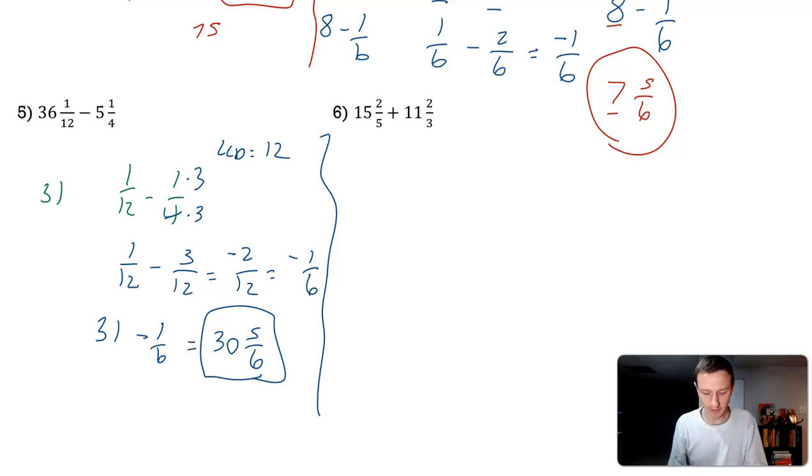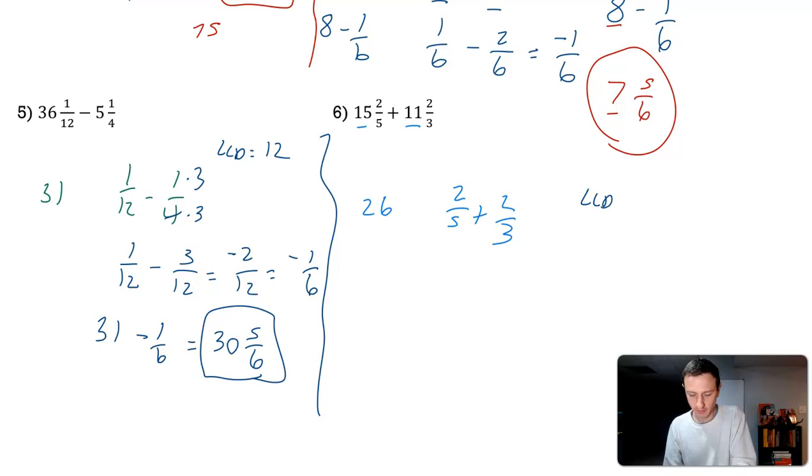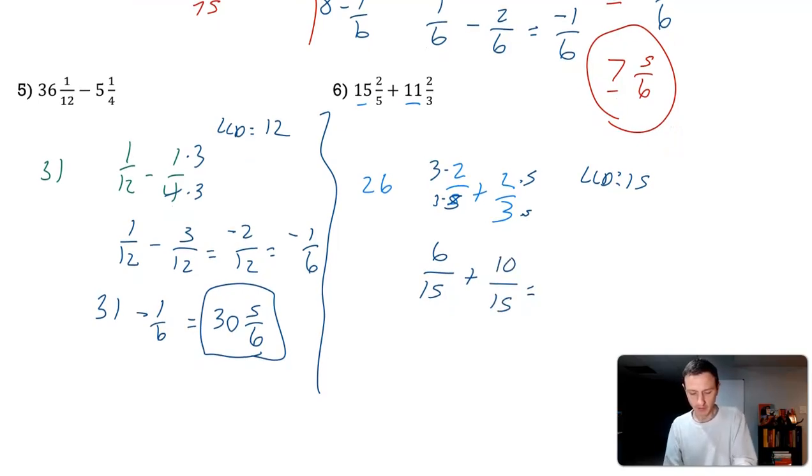But now next one we have 15 and 2/5 plus 11 and 2/3. So let's check this one out. 15 plus 11. I'm just adding those numbers together. 15 plus 11 is 26. Then I have to do 2/5 plus 2/3. So I'm going to find the LCD here of 15. Multiply this by 3. Multiply this by 5. 3 times 2 is 6 over 15. Plus 2 times 5 is 10 over 15. 6 plus 10 is 16 over 15.